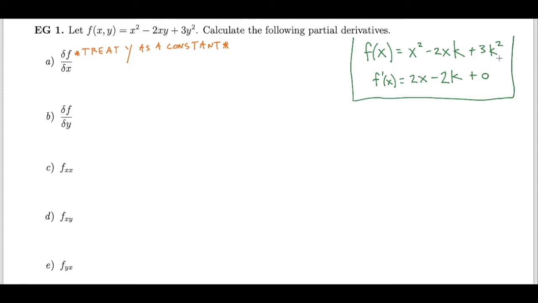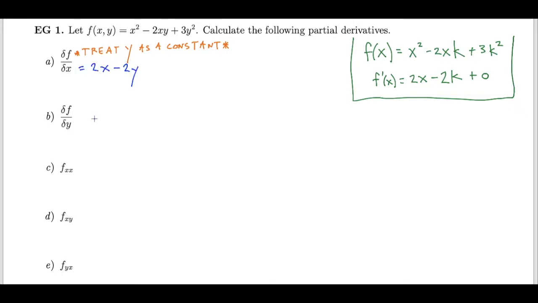This is not the actual function that I'm differentiating, but I just write this for reference to kind of give you the perspective that when I'm differentiating with respect to x, when I see y's in the statement of my function, I will treat them as if they were k's, for example, or some other constant, and then I apply my standard Calc 1 derivative rules. As such, I can calculate the partial of f with respect to x, and I will get 2x minus 2y.